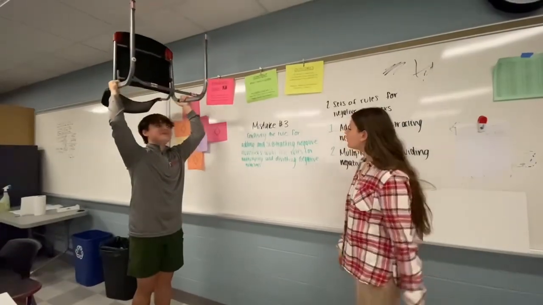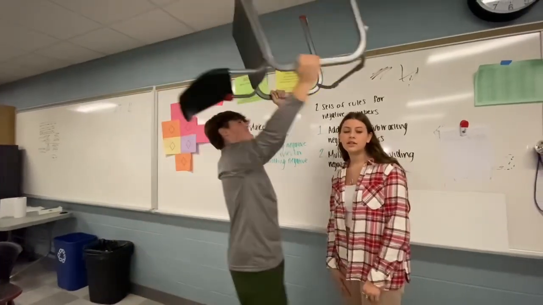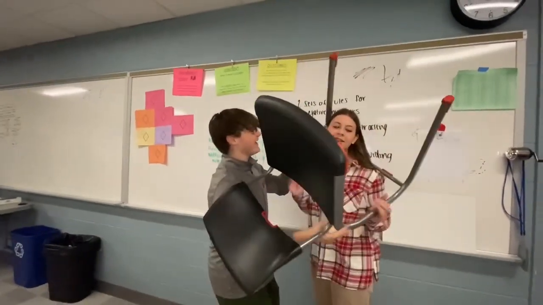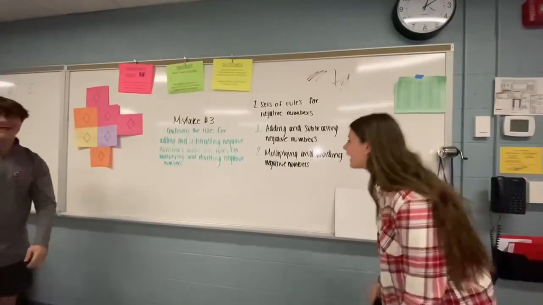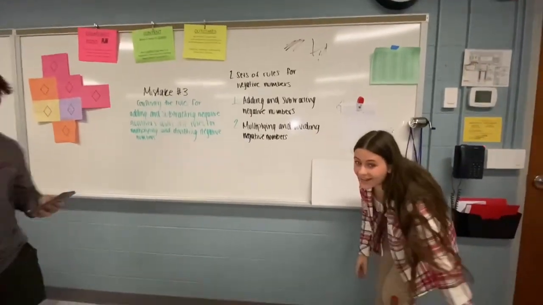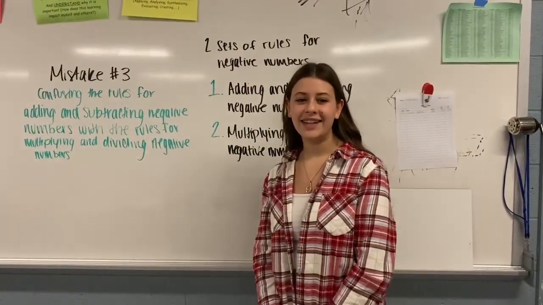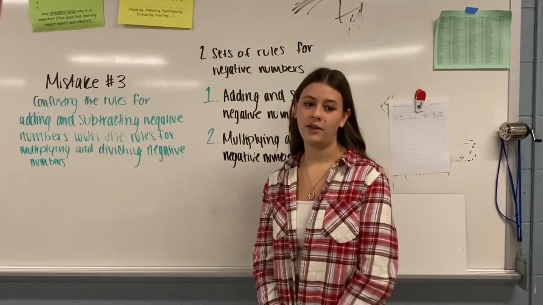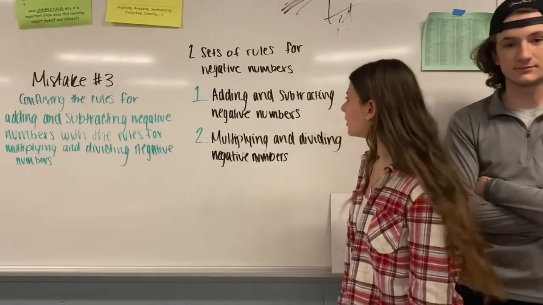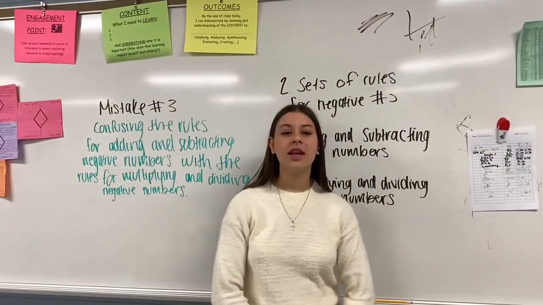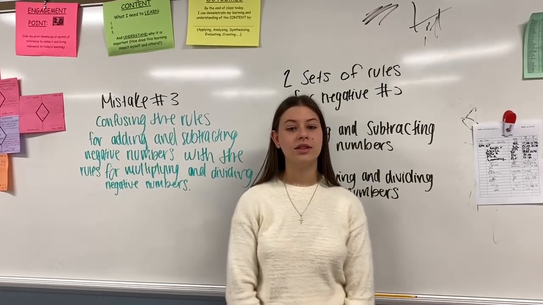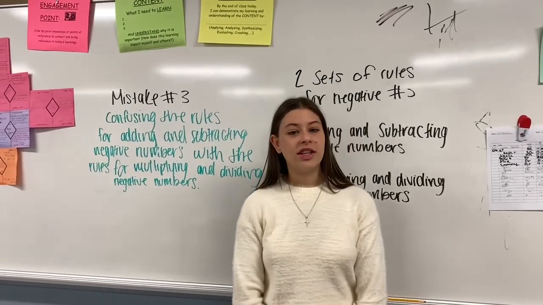Mistake number 3. Confusing the rules for adding and subtracting negative numbers with the rules for multiplying and dividing negative numbers. There are 2 sets of rules for negative numbers. 1, adding and subtracting negative numbers. 2, multiplying and dividing negative numbers. Students frequently make the algebra mistake of confusing these 2 sets of rules. They use multiplication rules for addition and vice versa.